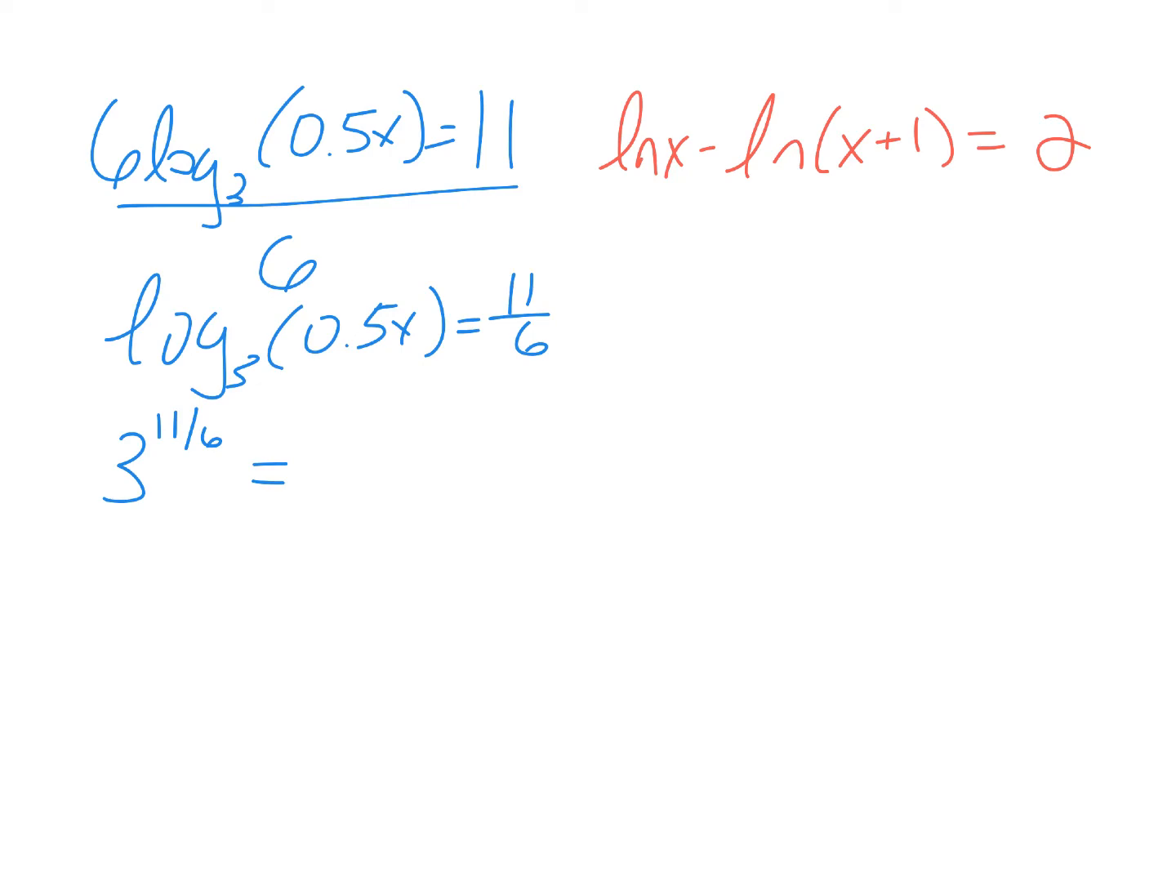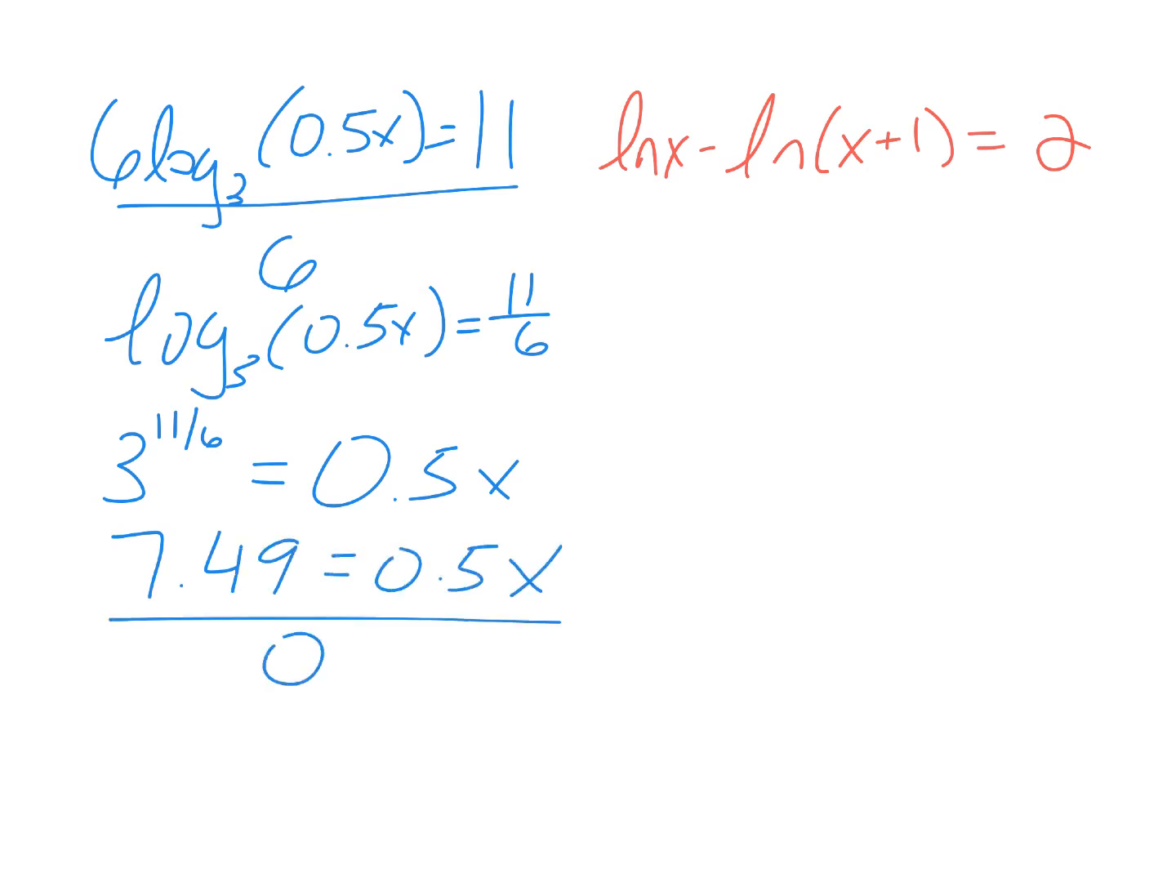So we have 3 to the power of 11 over 6 equals 0.5x. What is 3 to the power of 11 over 6? It's approximately somewhere around 7.49. And then we need to isolate x, so we'll divide both sides by 0.5, and you'll get a final answer of 14.99. x is equal to, rather.